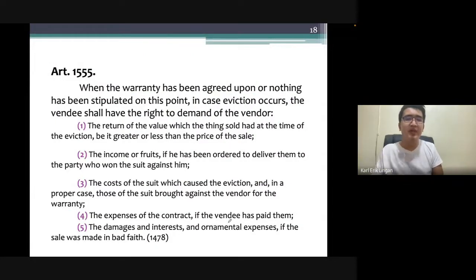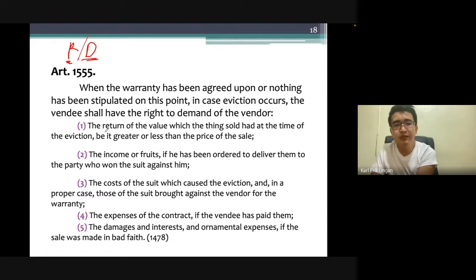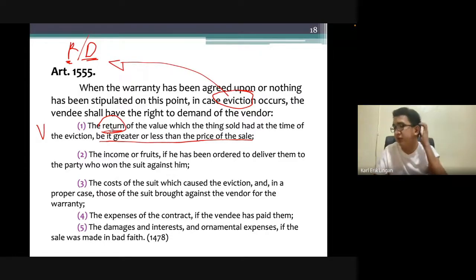1555 naman. Okay? Ano yung rights ni vendee against kay vendor? Or ano yung pwedeng i-demand ni vendee kay vendor? Okay? Number 1, the return of the value which the thing sold at the time of the eviction, be it greater or less than the price of the sale. Of course, since na-evict na si buyer, ito yung rights niya in case of eviction. To return the value of the thing sold. Okay? Kung hindi na pwedeng ma-return yung thing, you return the value of the thing sold.